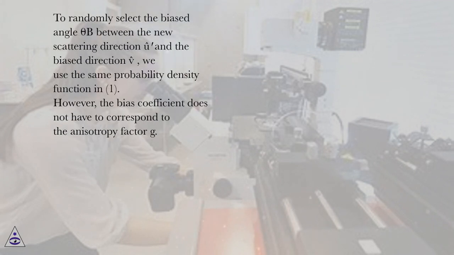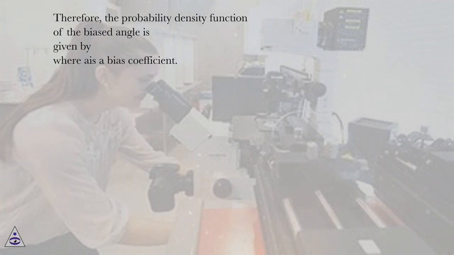To randomly select the biased angle theta b between the new scattering direction U circumflex and the bias direction V, we use the same probability density function as in equation 1. However, the bias coefficient does not have to correspond to the anisotropy factor g. Therefore, the probability density function of the biased angle is given by where A is a bias coefficient.